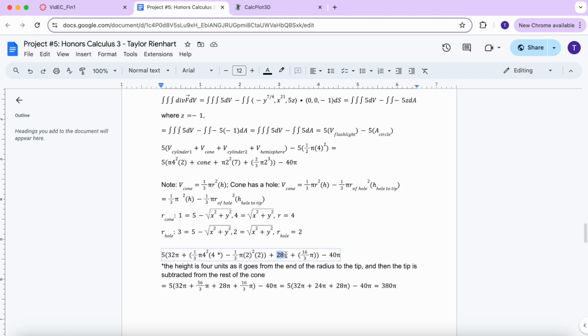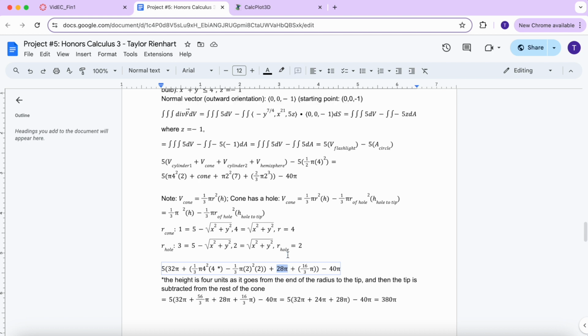Then we are adding the volume of our second cylinder, which is 28 pi. Additionally, we are adding the volume of our upper hemisphere, which is 2 to the 3rd power, which is 8, times 2, which is 16, divided by 3, times pi. And again, all of this is being multiplied by 5, and we are subtracting out 40 pi.